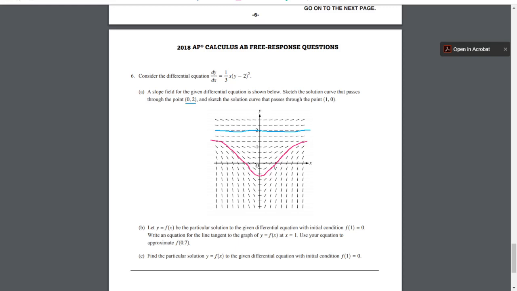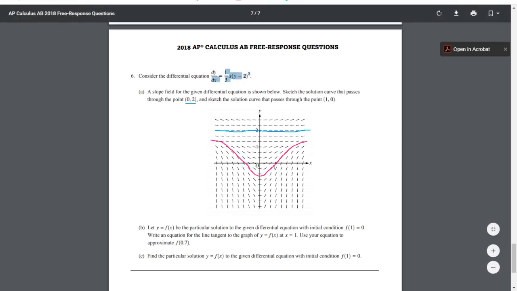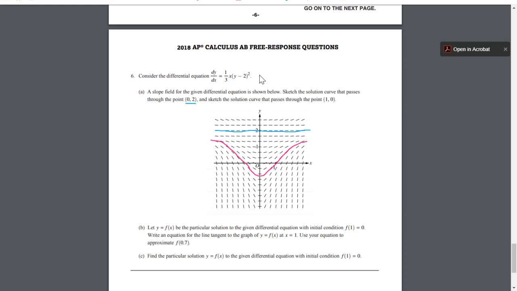Let y equals f of x be the particular solution with the initial condition f of 1 equals 0. Write an equation for the line tangent to the graph at x equals 1. Use your equation to approximate f of 0.7. Okay, so we have two things to do. First is to write the equation of a tangent line using this point and that slope. We can figure out the slope by plugging 1 and 0 in for x and y there. Then, once we have the equation of our tangent line, we will plug in 0.7 for x to find an approximate value of the function.